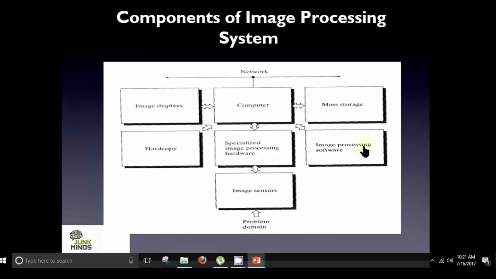So it is basically an image processing software. Now software for image processing consists of specialized modules that perform specific tasks. And a well-designed package also includes the capability for the user to write code that is as minimal as it can be. So basically, this is why a well-designed package is very useful in an image processing system.